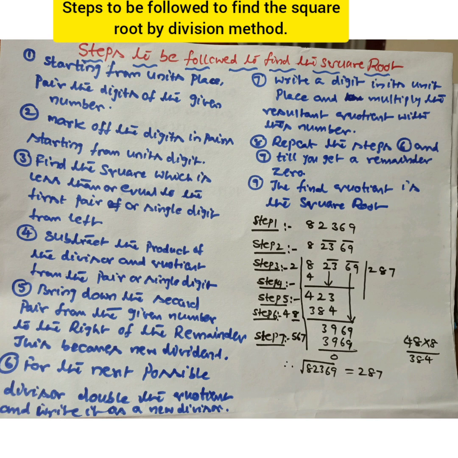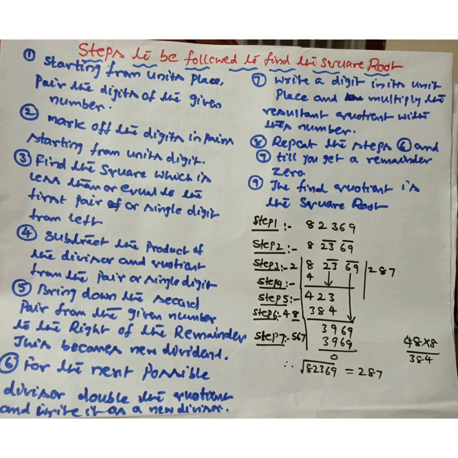What is the number given in this example? 82,369. Once we pair the digits starting from the units place, 69 is one pair, 23 is the second pair, and there is one more digit 8 which is unpaired. Find the square which is less than or equal to the first pair or single digit from left. Therefore, you have to find out the perfect square which is nearer to 8. Therefore, 2 into 2 is equal to 4.